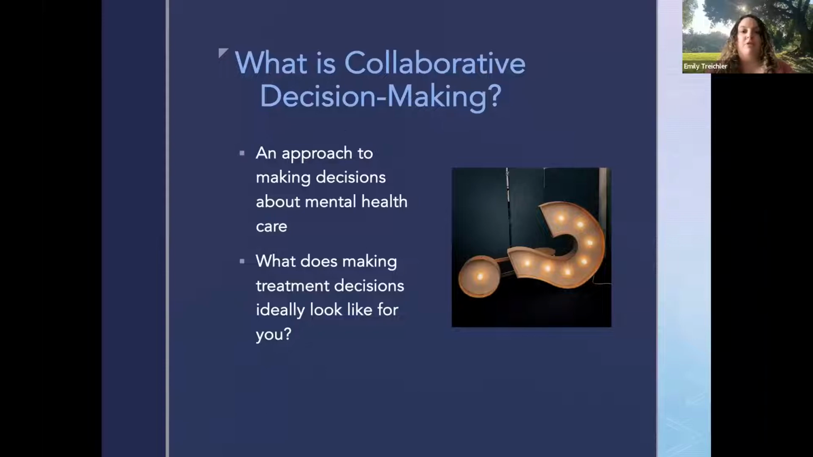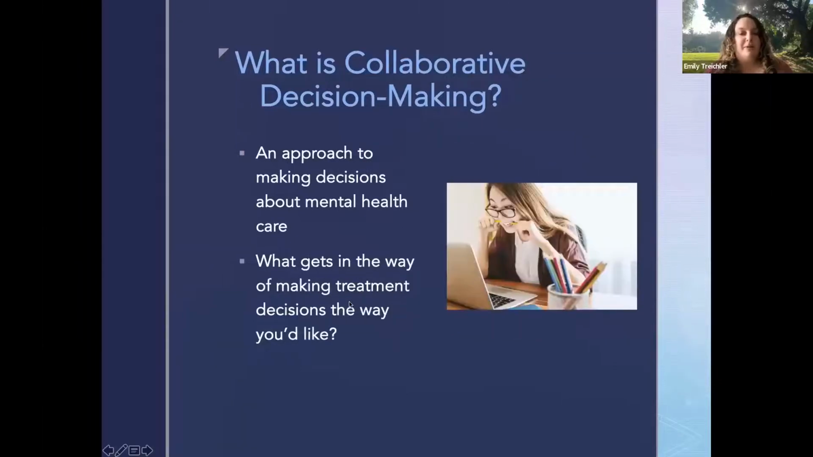All of these things are so well aligned already with collaborative decision-making. I'm glad to hear that so many of these ideal visions are well aligned with the values and the ideas that collaborative decision-making is oriented around. So my second question for you is, when you aren't able to achieve that ideal vision for treatment decision-making, what gets in the way? What keeps you from achieving that vision?